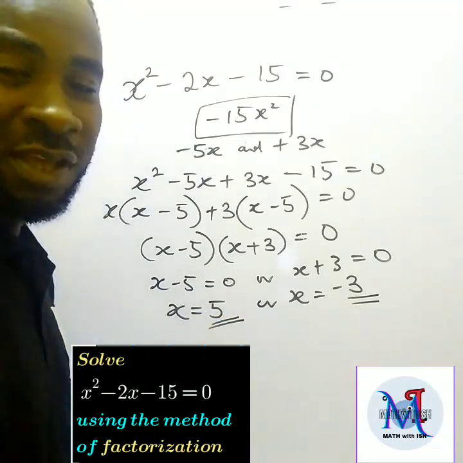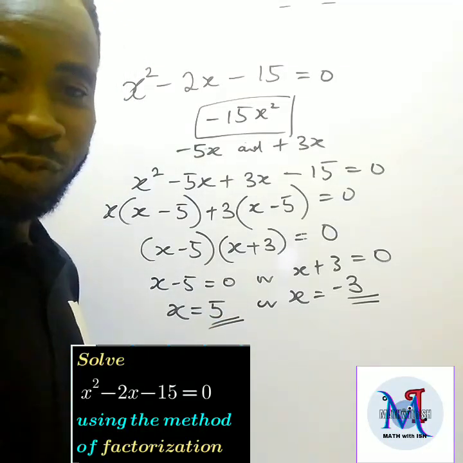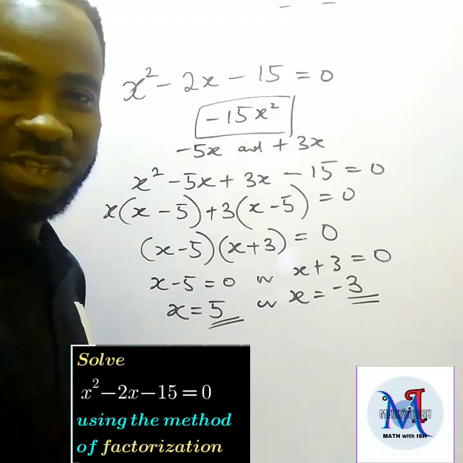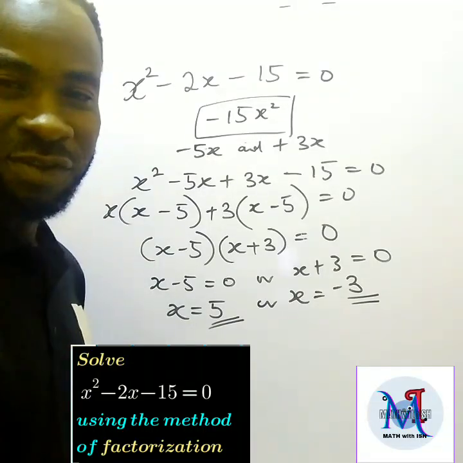So we have come to the fourth example on quadratic equation. I think we still have 2 more to solve on factorization method.